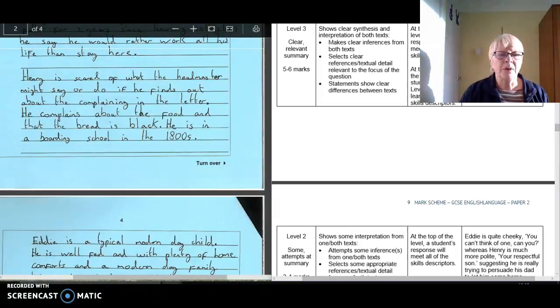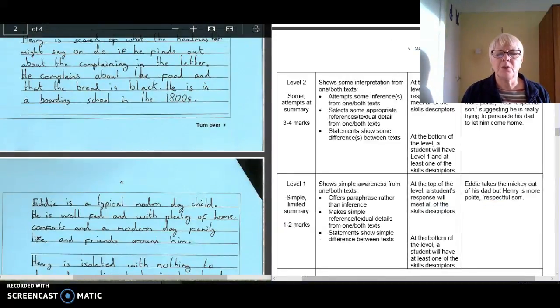inferences. For example, mentioning the fact that Eddie seems to make fun of his father and appears to have a good relationship with him, whereas the relationship between Henry and his father does seem to be very cold and distant. I also get the impression from the letter that Henry has written to his father that he's trying to persuade him to let him come home, but I also get the impression from the other letter that Henry's dad is somewhat suspicious of him and would prefer to speak to George to get the true facts of the matter.